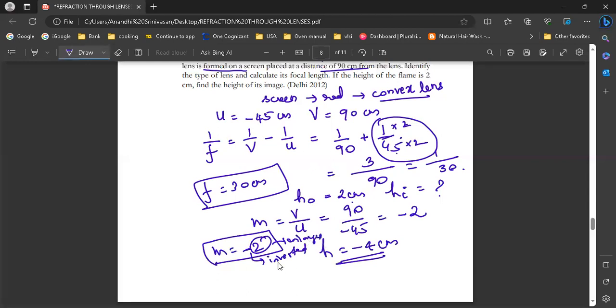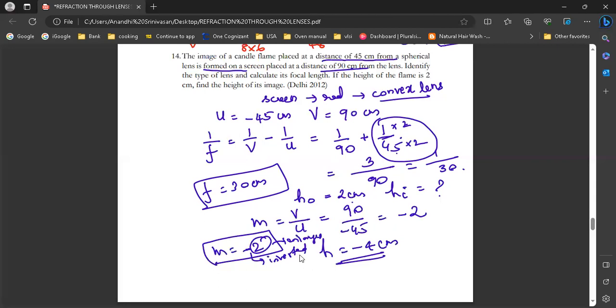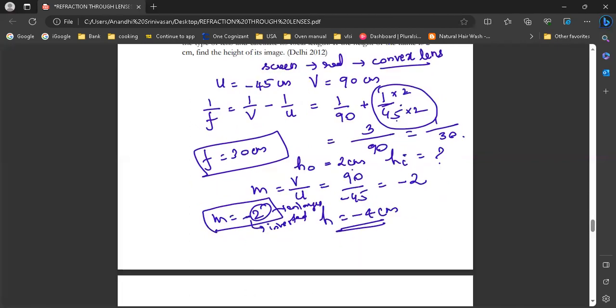If you find m equal to minus 2, you should write that it provides an enlarged inverted image. If m is greater than 1, write enlarged image; if it is a fraction, diminished image; if there is a negative sign, inverted image; if there is a positive sign, erect image. Okay?